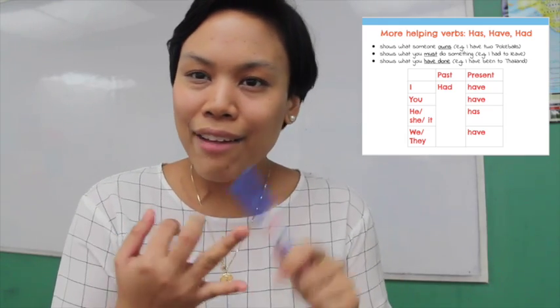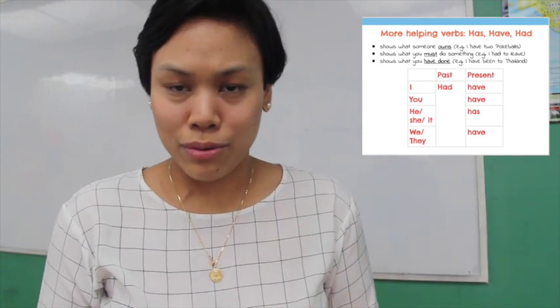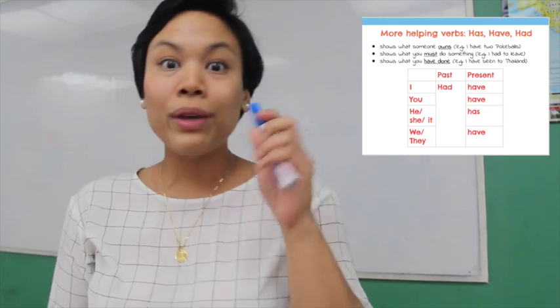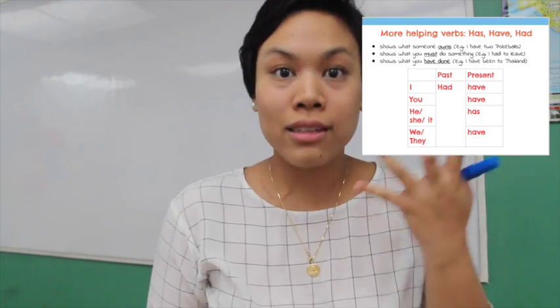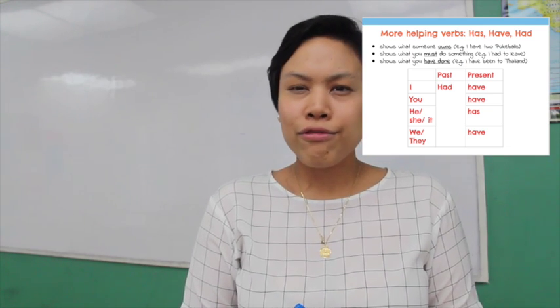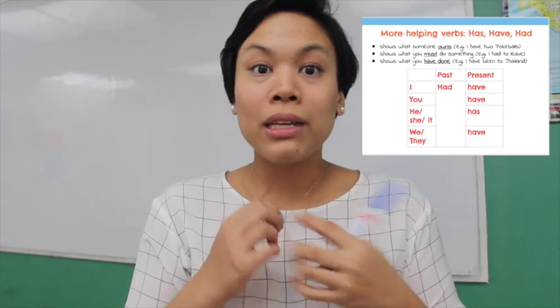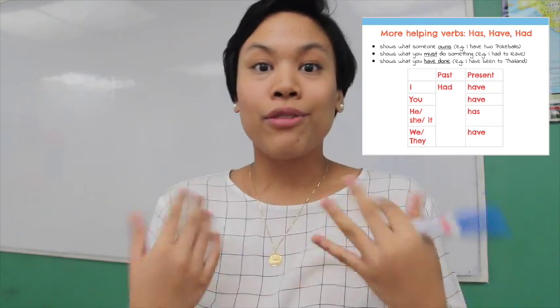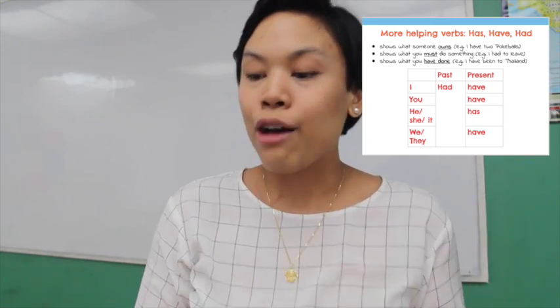But has, have, and had, we can also use those words to show what we have to do or what we must do. For example, I have to leave early later, which means that I must leave earlier later. It's something that I have to do.